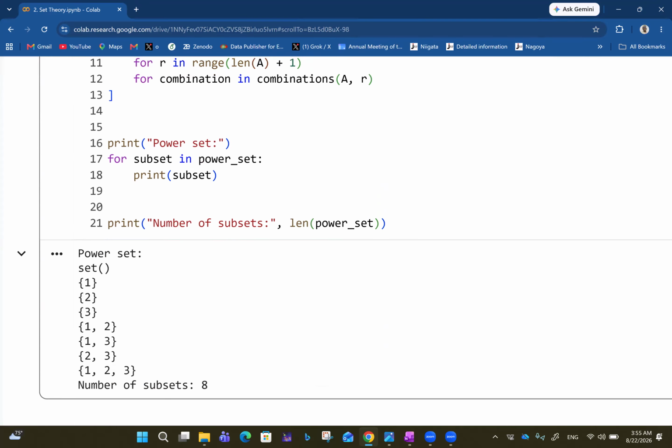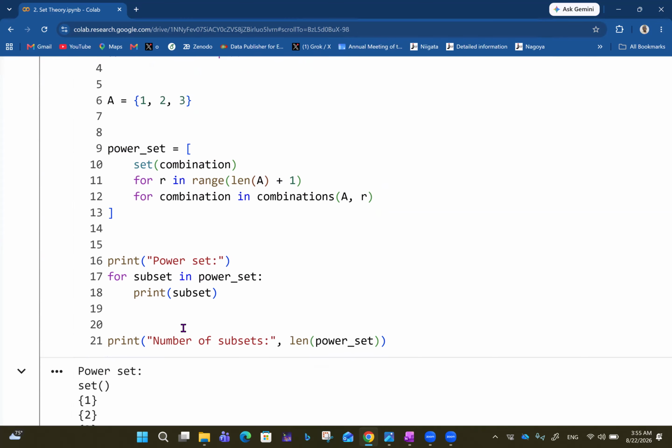When we run this, you see the power set contains the empty set, then (1), (2), (3), (1, 2), (1, 3), (2, 3), (1, 2, 3). So the number of subsets is just 8 right there.